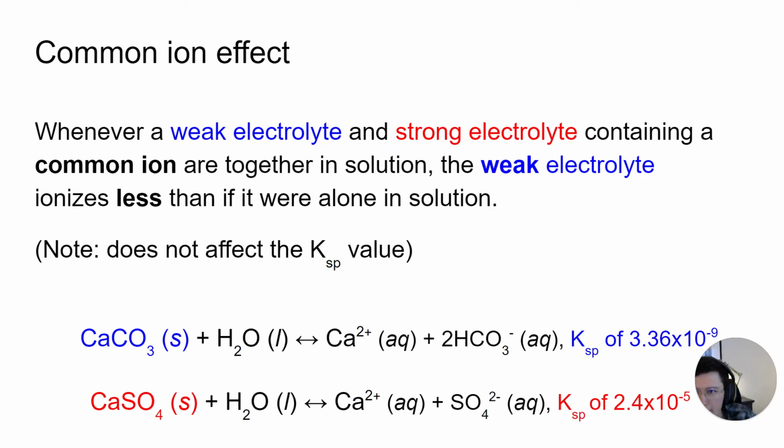The common ion effect just says whenever a weak electrolyte and a strong electrolyte containing a common ion are together in solution, the weak electrolyte ionizes less than if it were alone in solution.